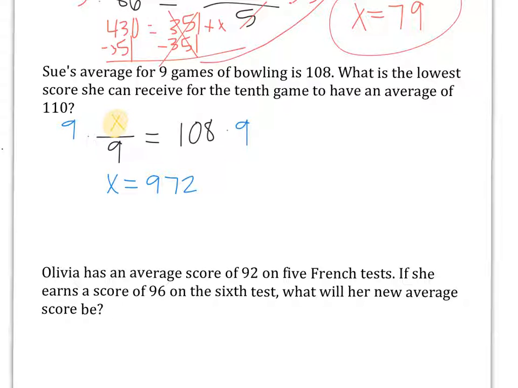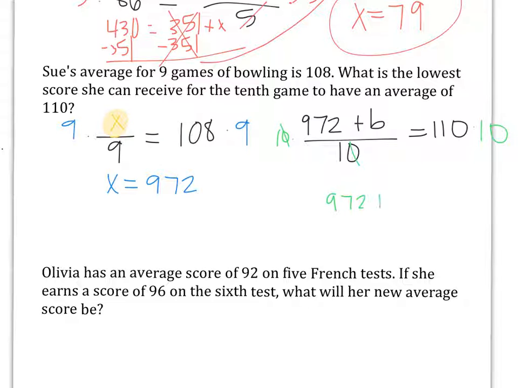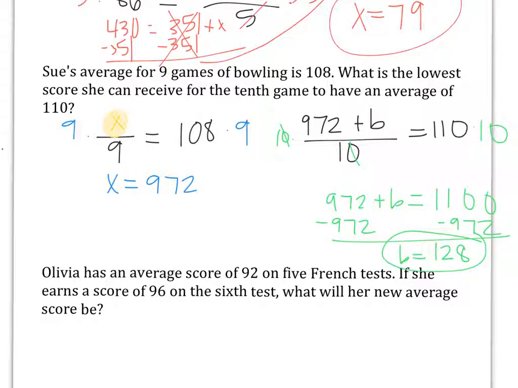So now let's figure out what she needs to receive on the 10th game to have an average of 110. So now she scored 972 points plus her 10th game, so we're going to say she's bowling a 10th game, we'll solve for B, divided by the 10 games has to equal an average of 110. So let's solve this equation and multiply by 10 on both sides. And 110 times 10 is 1,100. And then I want to solve for B, so I'll subtract 972 and get B equals 128 is what she must get in her 10th game, so that her overall average is 110.